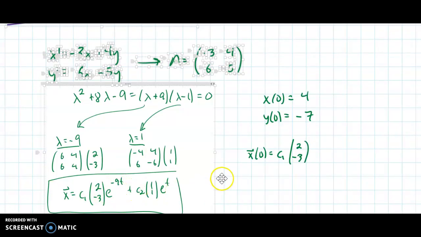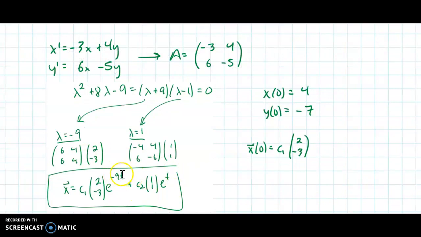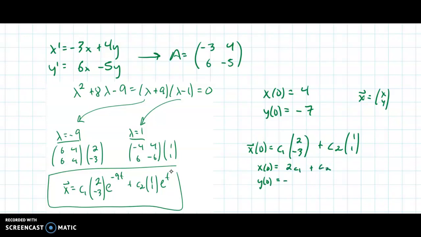but t is 0. So what's that give me? Gives me e to the 0, which is 1. So I get x of 0 is c1 times this vector plus c2. The same thing's going to happen here. c2 times 1, 1. And what does that give me? That, if I write it in equation form, is the same as x of 0, y of 0, assuming that x vector is equal to xy, is equal to 2c1 plus c2 and negative 3c1 plus c2.